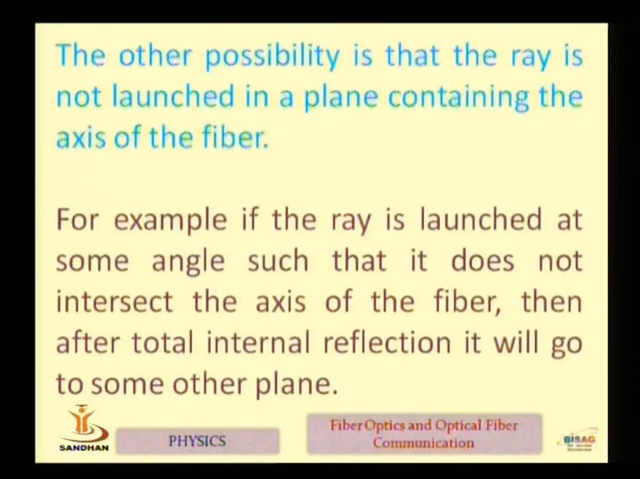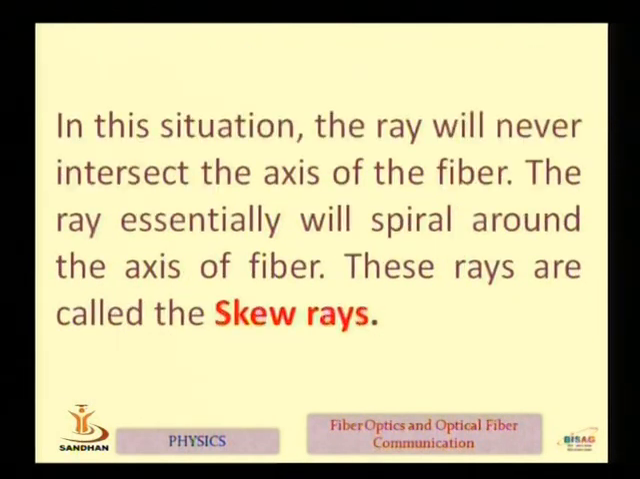The other possibility is that the ray is not launched in a plane containing the axis of the fiber. For example, if the ray is launched at some angle such that it does not intersect the axis of the fiber, then after total internal reflection, it will go to some other plane. In this situation, the ray will never intersect the axis of the fiber. The ray essentially will spiral around the axis of the fiber. This is known as skew rays.